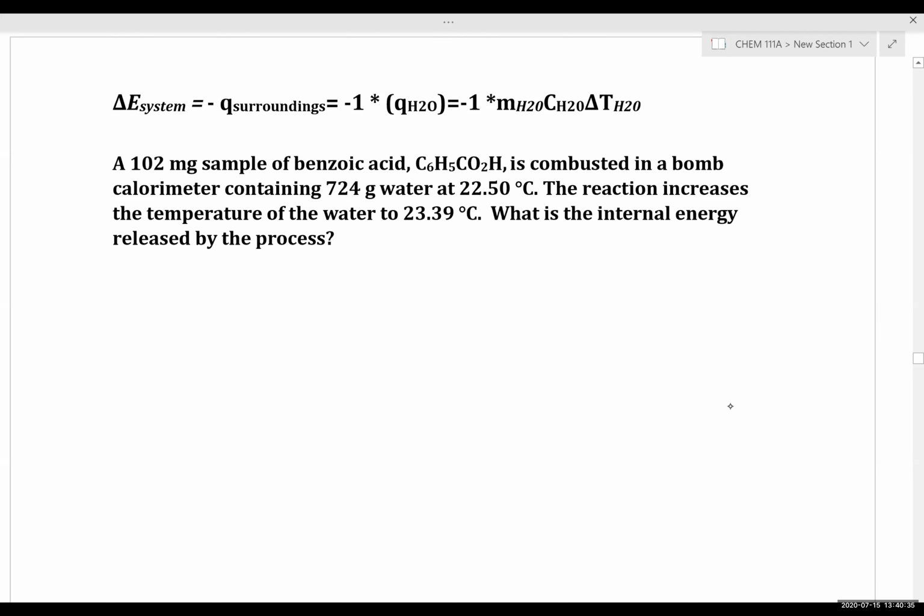Yes, so if the change in internal energy is negative, essentially what that's implying is the reaction is releasing heat and that heat is absorbed by the surroundings. And again, remember in your calculations that you want to use the mass of water, not the mass of your sample.